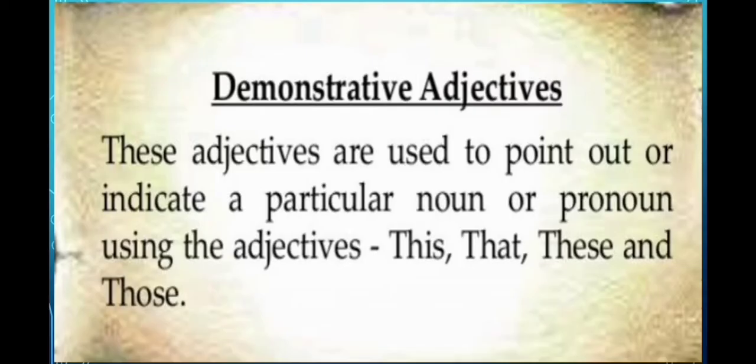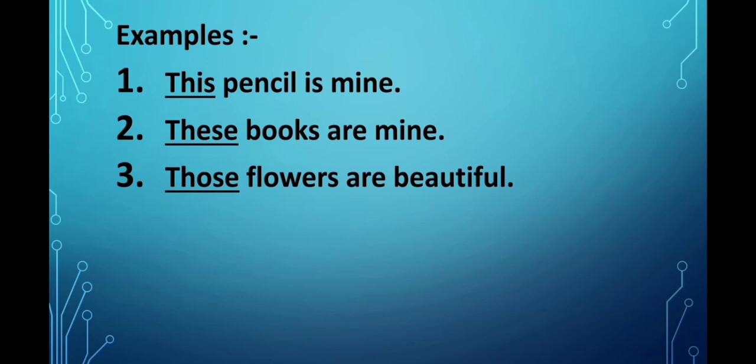Now we will see the next one, that is demonstrative adjective. These adjectives are used to point out or indicate a particular noun or pronoun using the adjectives this, that, these and those. Demonstrative adjective is used to point to a noun. It answers the question which. This, that, these and those are demonstrative adjectives when they come before a noun. Let's see some examples. This pencil is mine. These books are mine. Those flowers are beautiful.